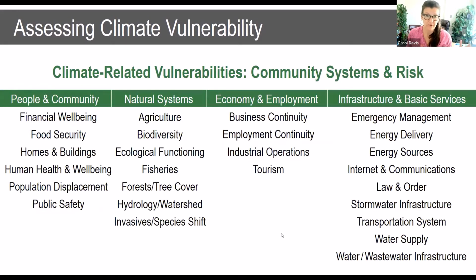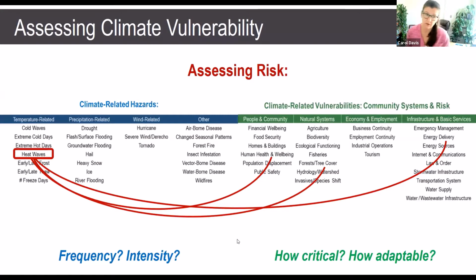Then we took a look at what are the community systems that we think might be at risk in a changing climate. And these are divided up into four big buckets, which are people and community, things that fall within the category of natural systems, economy and employment, and infrastructure and basic services. And the work that our group did over the better part of a year was to take a look at each one of these climate-related hazards and determine what do we know about, what can we anticipate about the frequency or the intensity of change over the next 50 to 100 years, and then what are they likely to impact.